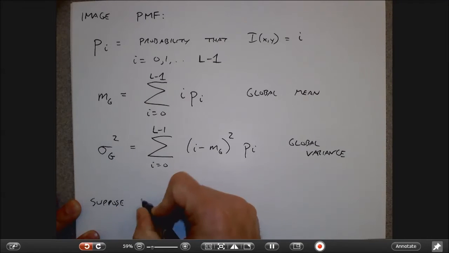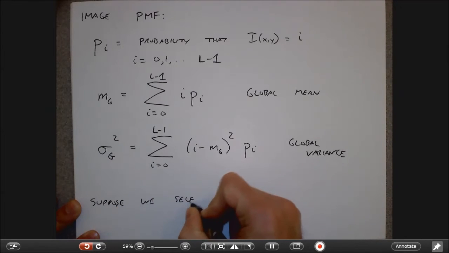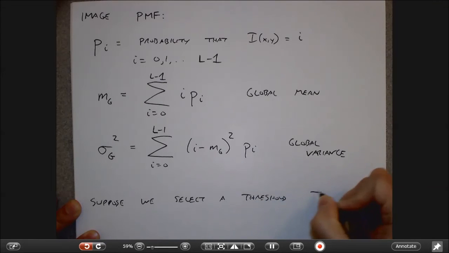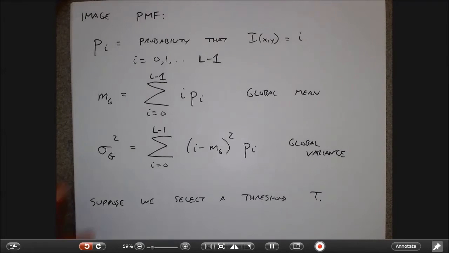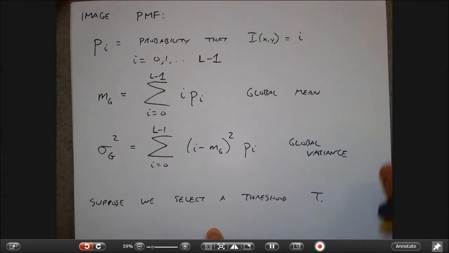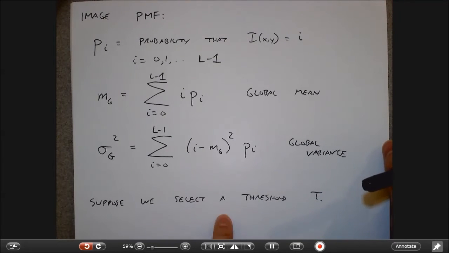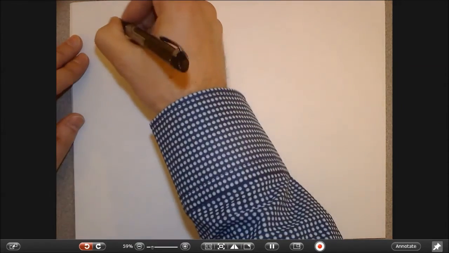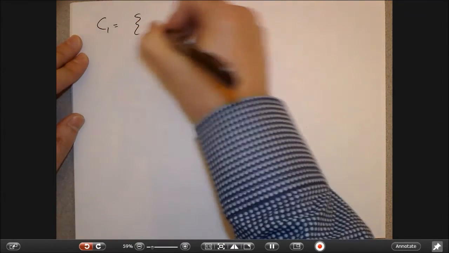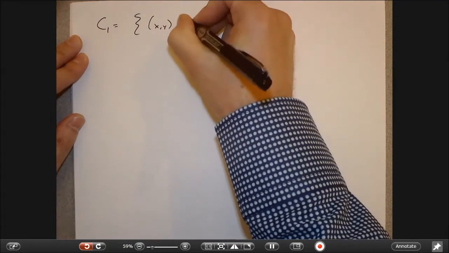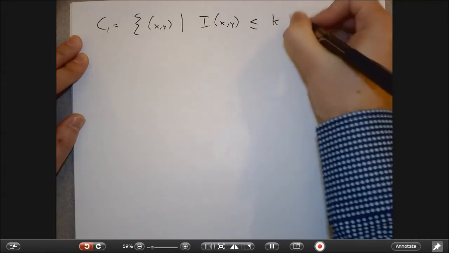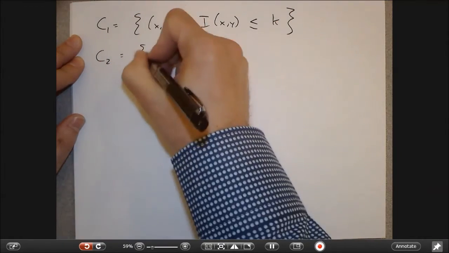And now what I'm going to do is, suppose we select a threshold t. What we're going to do now is compute the class conditional mean and variance for that threshold, okay? So how does that work? I'm going to take this threshold, so I'm going to have a set of pixels which is basically those pixels that are below the threshold, and I'm going to have another set of pixels that are above the threshold.